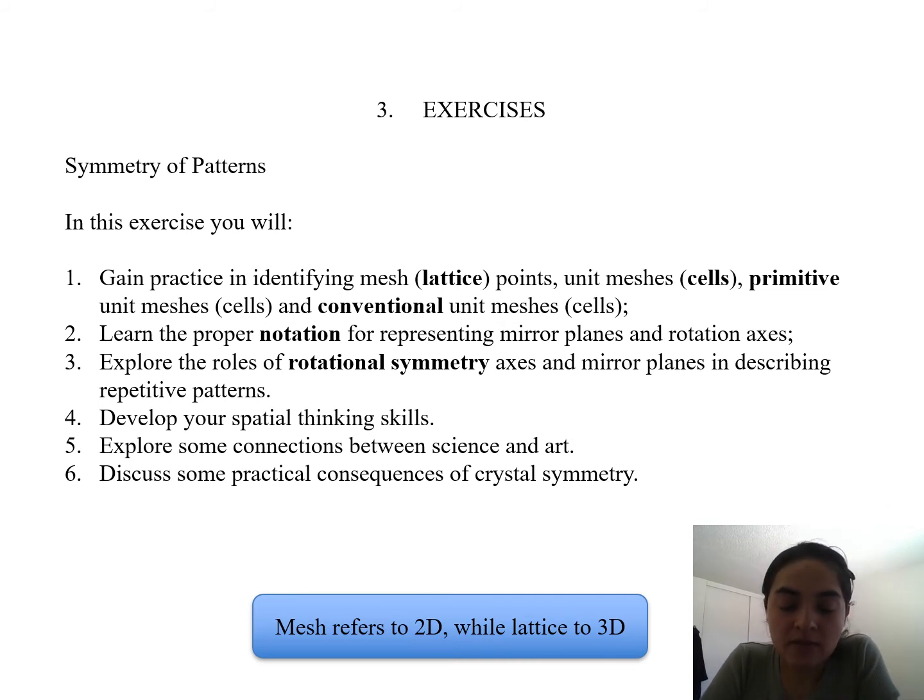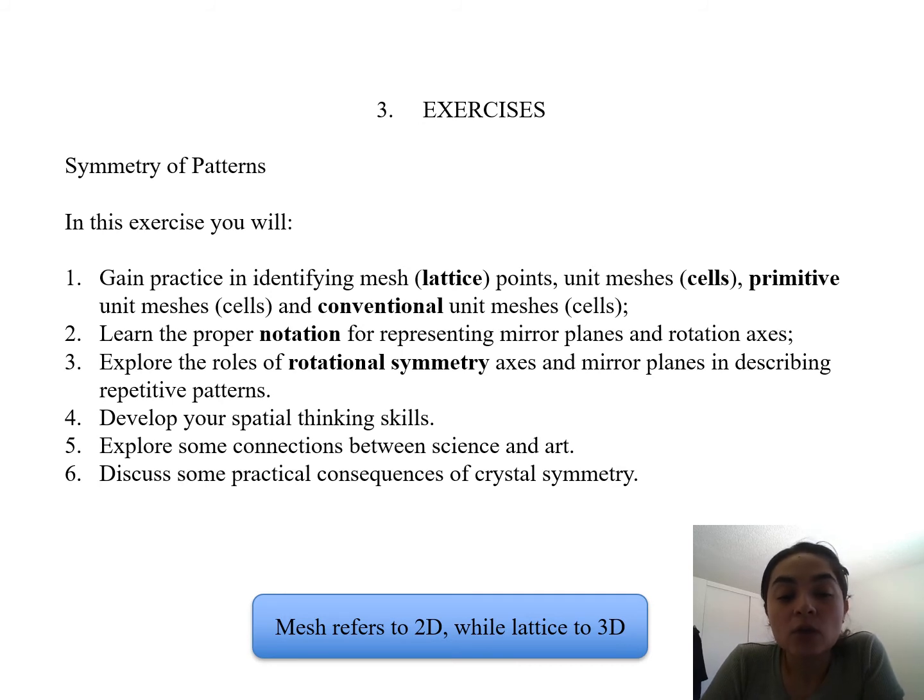One thing to note: you're going to hear a lot of mesh points, mesh, lattice, or lattice points. Mesh usually refers to 2D, while lattice usually refers to 3D, and the same goes for mesh points for 2D and lattice points for 3D.